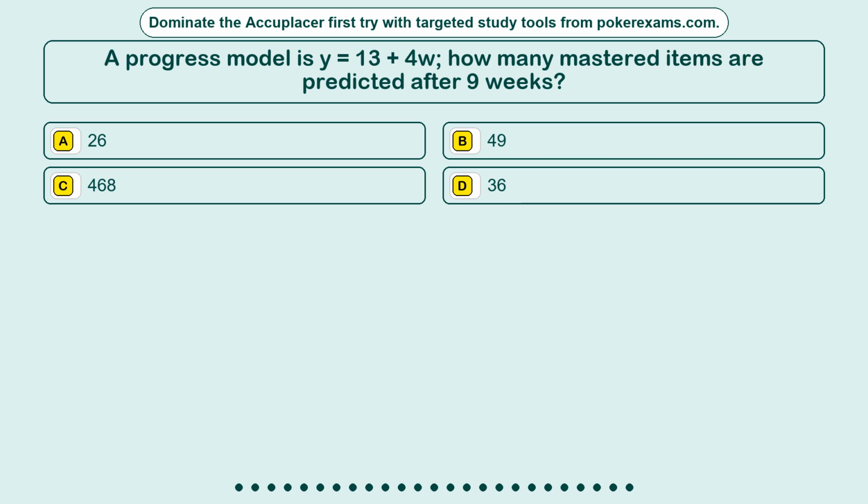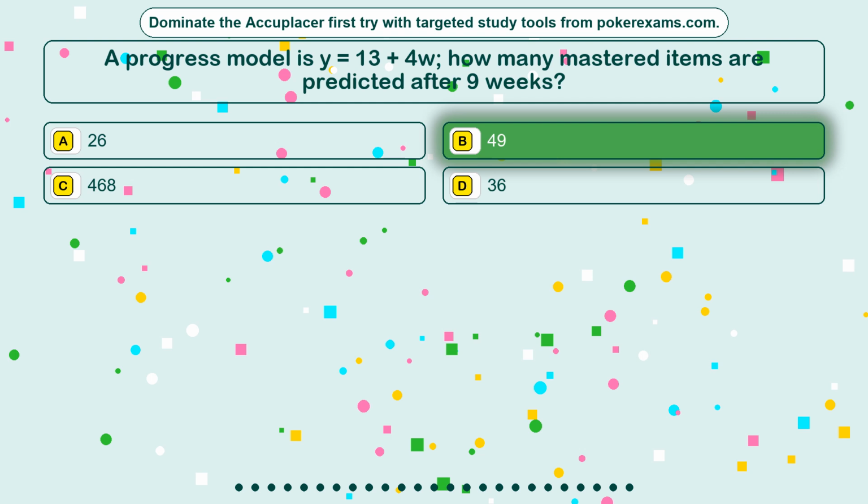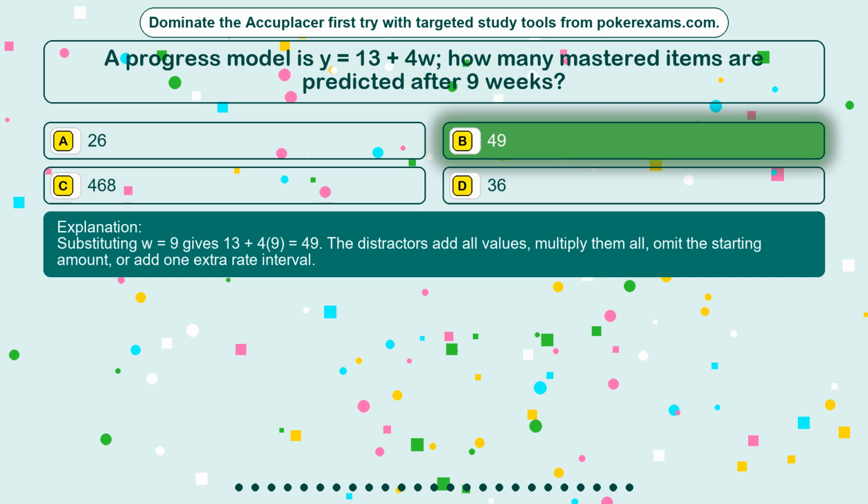Question 11. A progress model is y equals 13 plus 4w. How many mastered items are predicted after 9 weeks? Option A, 26. Option B, 49. Option C, 468. Option D, 36. The correct answer is option B, 49. Substituting w equals 9 gives 13 plus 4 times 9, equals 49. The distractors add all values, multiply them all, omit the starting amount, or add one extra rate interval.